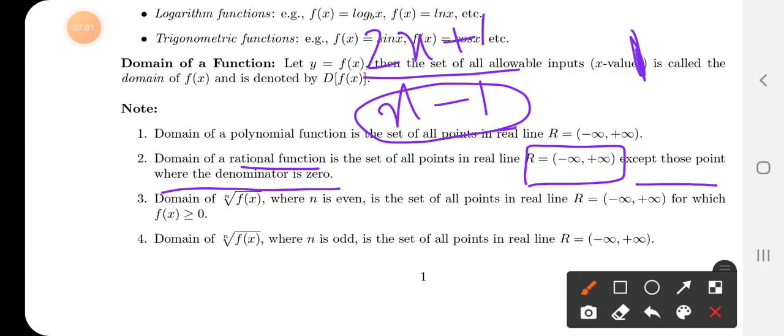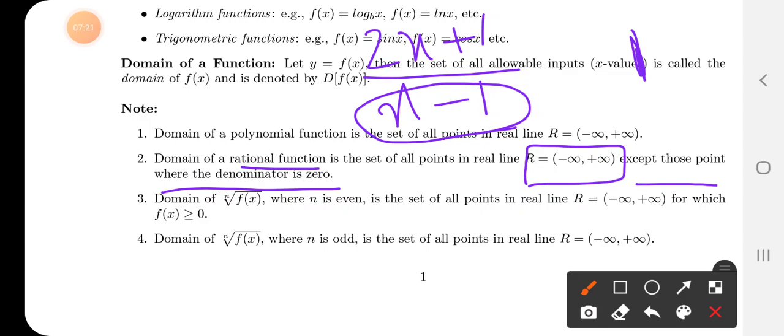Okay. So this 1 is not part of the domain, because 1 is not an allowable input, because at 1 the denominator is 0 and the denominator cannot be 0. So for a rational function, the domain is the set of all real numbers except the point where the denominator is 0. So you have to exclude it.